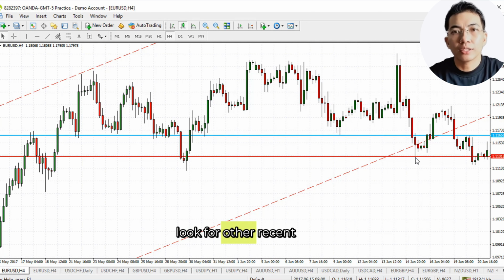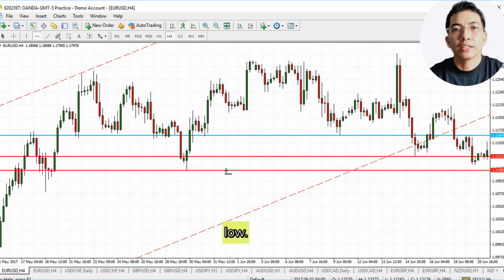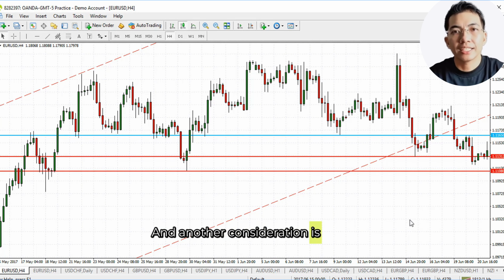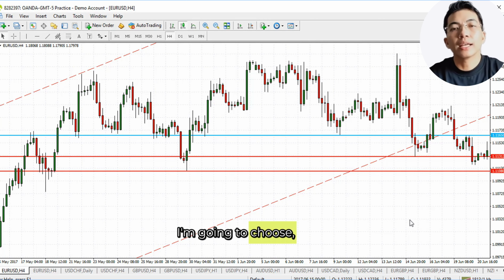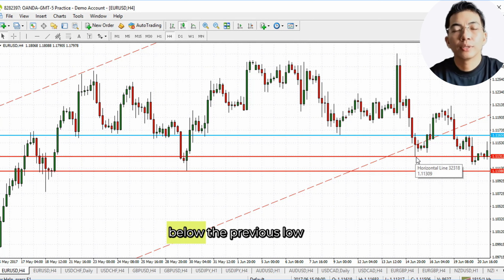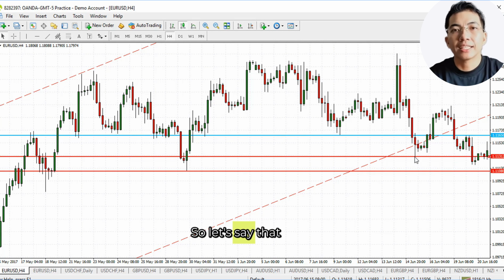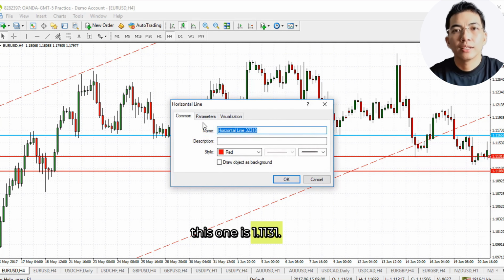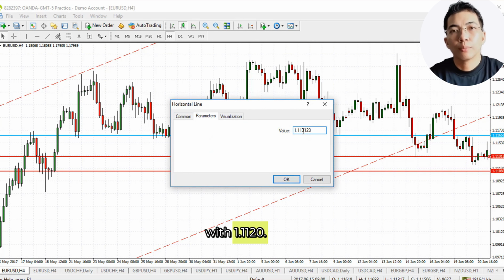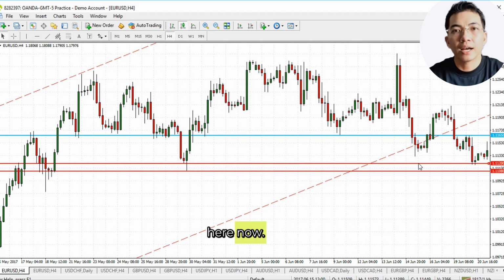Also, I'm going to look for other recent lows, like this one that is not very distant, just about 3 weeks earlier. So I will draw another line on this low, and another consideration is that whatever stop loss I'm going to choose, it will not be at the same point of the previous low. Of course I will move the stop loss below the previous low, because I want to set my stop loss in an area that the price doesn't reach very often. So let's say that this one is 1.1131, I will change it with 1.1120, and that's it. We have the line here now.